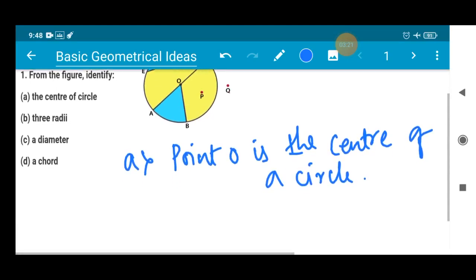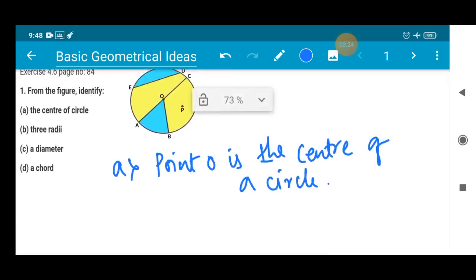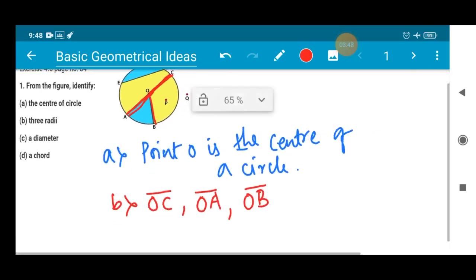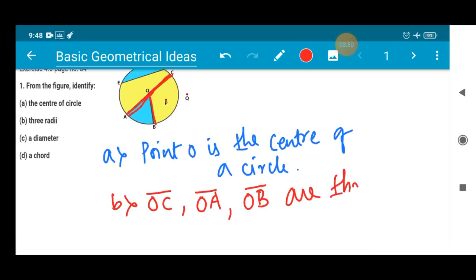Next, three radii. In a circle you have more than one radius, and the plural form is radii. So this line segment OC, let me write OC, this part OA, and yes, over here we have only three radii, that is OB. These are three radii.